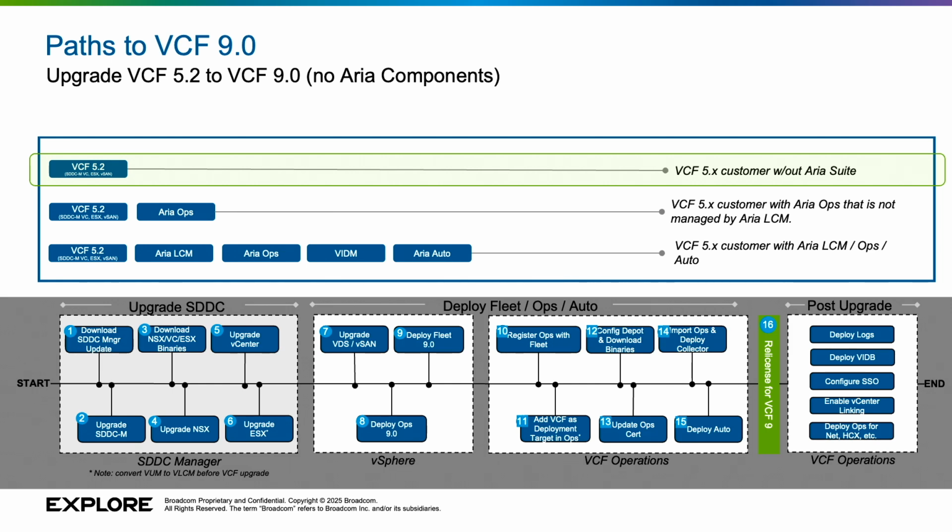You'll notice when we go through this, just like we've seen before, the significance of whether or not you have ops and whether or not you have ARIA LCM is important because that's going to affect your upgrade path. So here you'll see if I just have VCF running without an instance of ARIA operations or an instance of the ARIA suite lifecycle, I just basically jump right into the SDDC manager and I use the SDDC manager to do my upgrade.